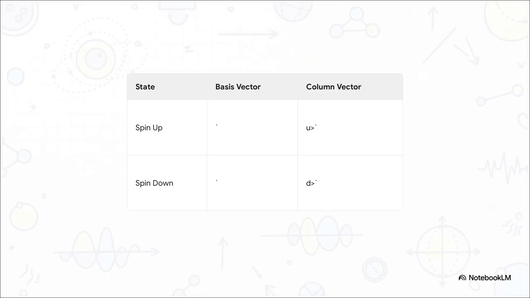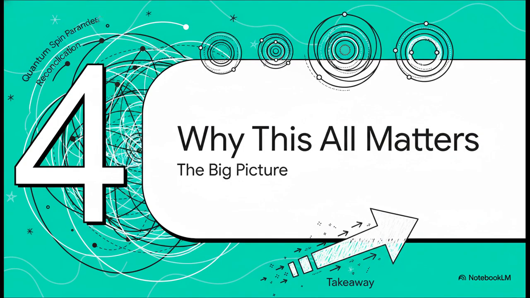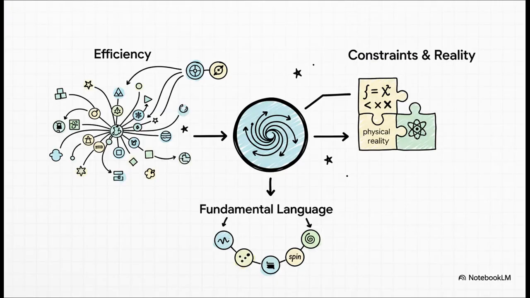And believe it or not, these two simple building blocks are all you need to construct any possible spin state you can imagine. So great, we figured out why it's 2 and not 4. But you might be asking, so what? Why does this little mathematical detail actually matter in the grand scheme of things? What's the big takeaway here? Well, for one, it's just beautiful, isn't it?